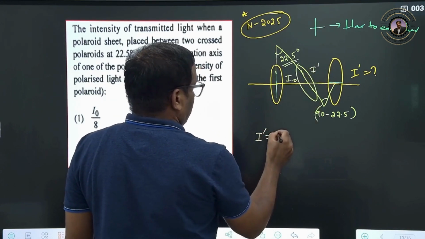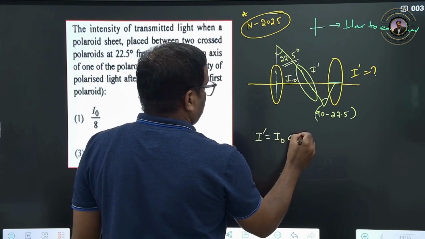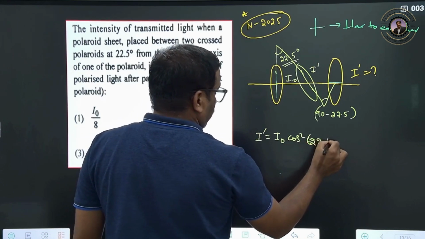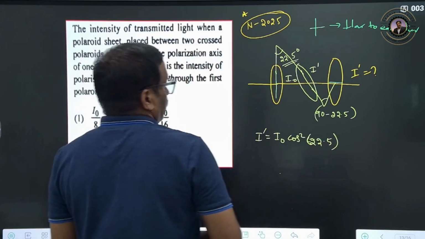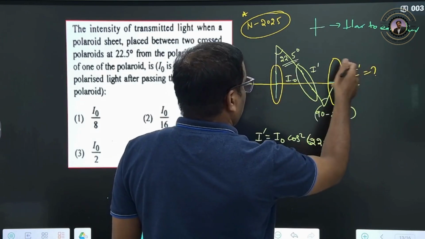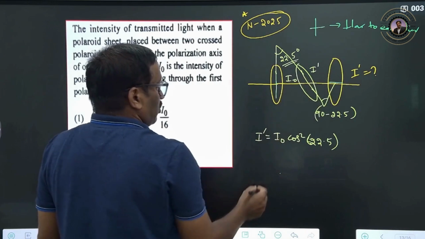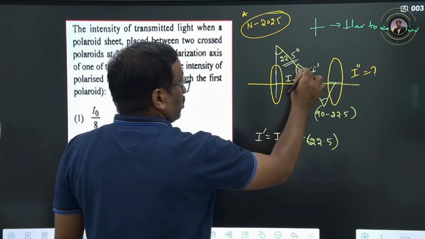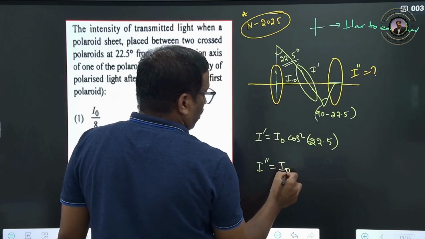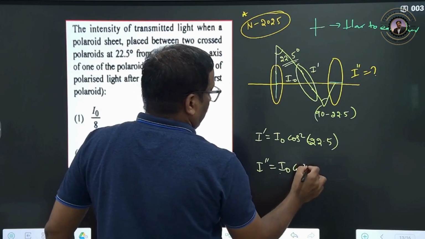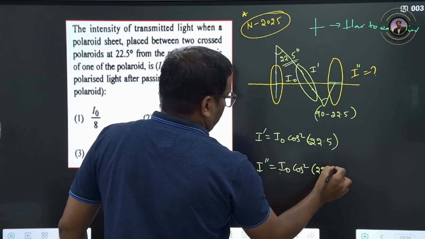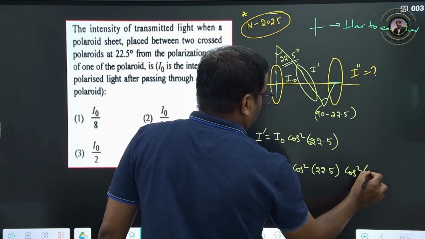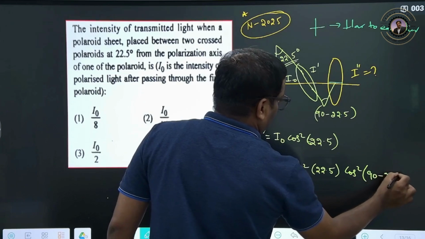So I dash can be written as I naught into cos square. So what is the angle now? Cos square 22.5. Clear? So therefore this one is again passing through this one now. I double dash can be written as, so the intensity falling on this one now, I naught into cos square 22.5. This is the intensity falling in, into cos square of 90 minus 22.5.